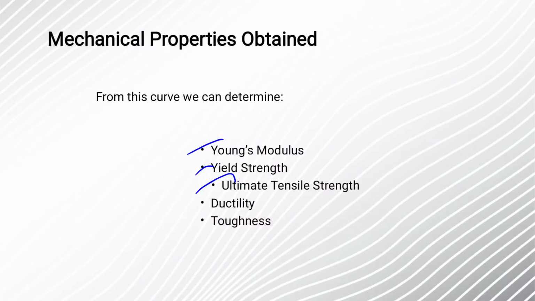We can also determine ductility, which indicates how much the material can deform before fracture. It is usually measured in terms of percentage elongation. Finally, toughness. Toughness is the ability of a material to absorb energy before fracture. It is represented by the total area under the stress strain curve.